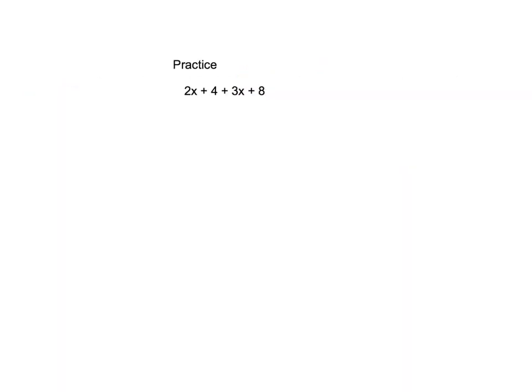Now we're going to go through some practice problems. So for this one, I have 2x plus 4 plus 3x plus 8. So I'm going to go through and start with 2x, circle that one. It has an x at the end. 4 does not have an x. 3x has an x. I'm going to circle that one. Those two go beside each other.